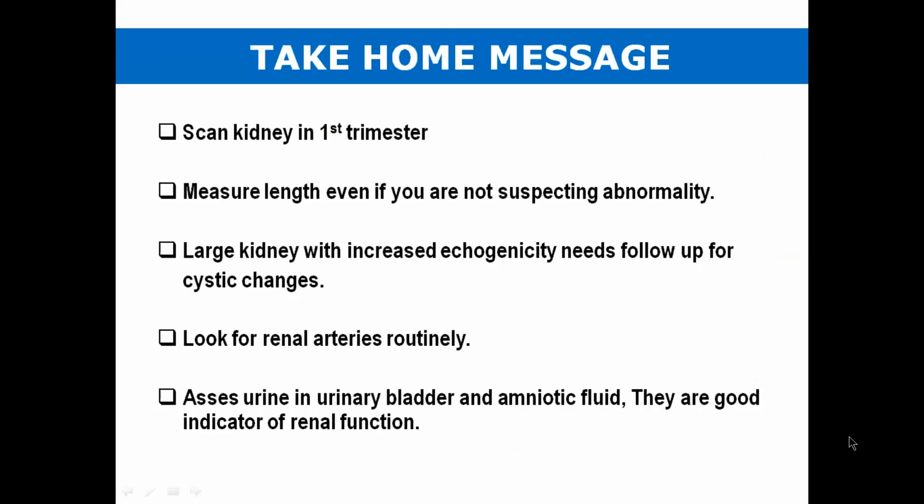Then what is the take home message? Scan the kidney in the first trimester, measure length even if you are not suspecting any abnormality. A large kidney with increased echogenicity needs follow-up for cystic changes. Look for renal arteries and assess urine, urinary bladder and amniotic fluid. They are good indicators of renal function.